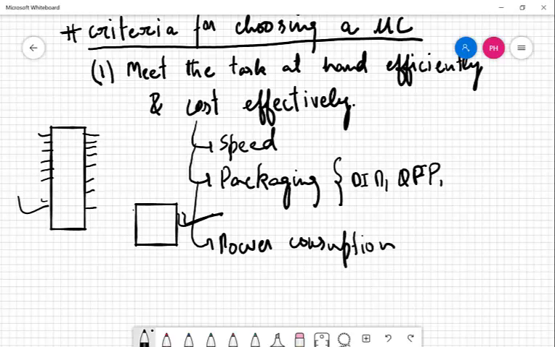And this is especially critical for the products which are battery powered, which are installed in remote areas where we can't plug the system into the mains every time. So we have to see what's the power consumption. We have to choose a microcontroller which consumes less power.